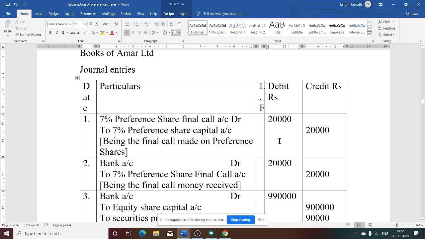That is 20,000. So narration is also very important. Narration you need to write for each journal entry. If you don't know how to write the narration, then in your own words, at least you need to fill up the narration. Then the second one, call money received. Whenever there is call money received, bank account is debited and preference share final call account is credited, being call money received, the same amount, 20,000.